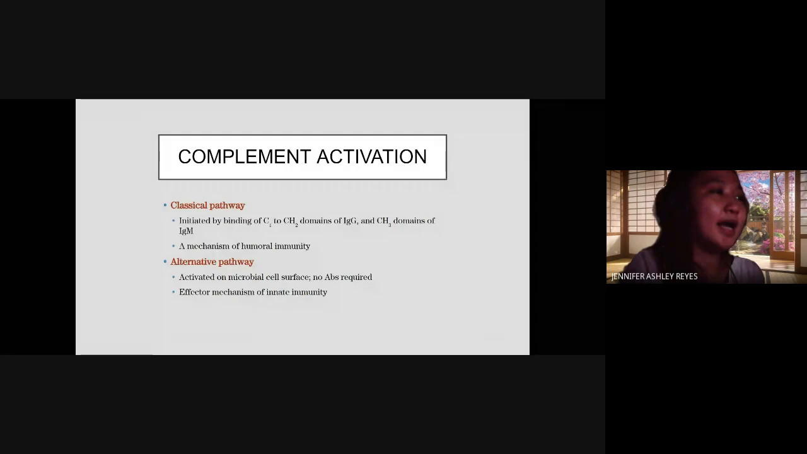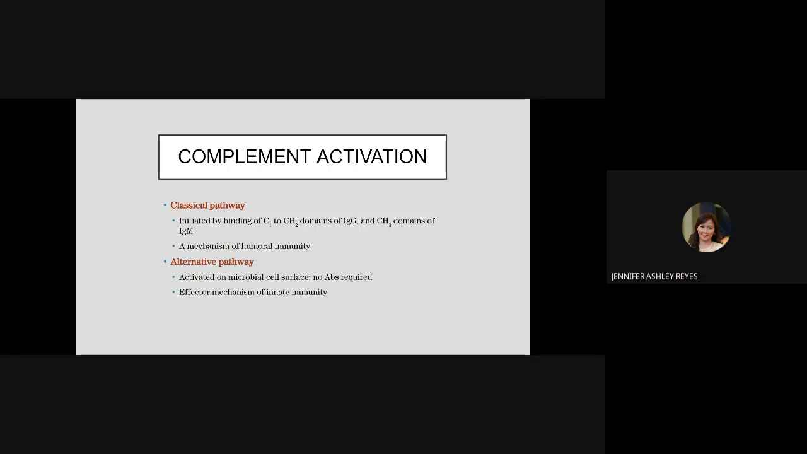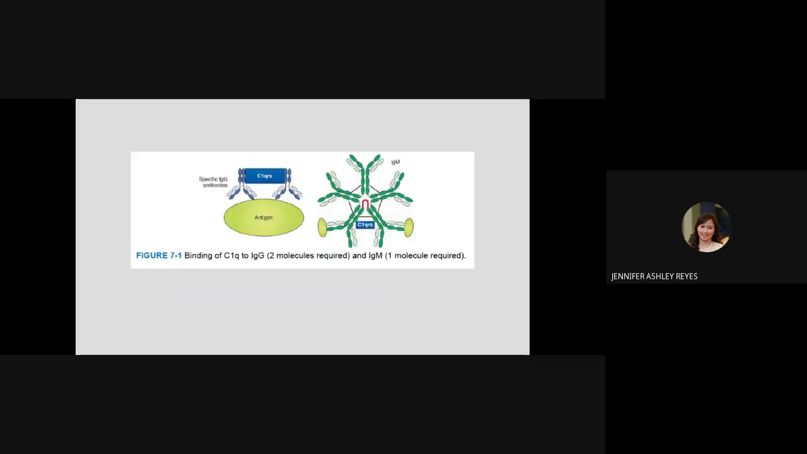Pag alternative pathway naman, this is activated through microbial surface. So, hindi natin kailangan ng antibodies. Pag na-detect ng system yung component of the bacterial cell membrane, na-activate si alternative pathway. So, it is still an effector of your innate immune system.